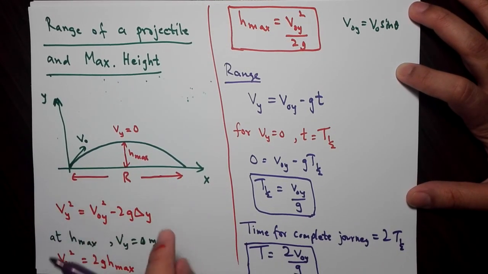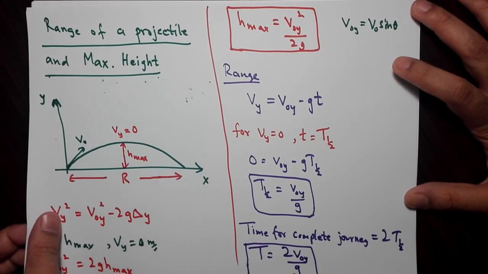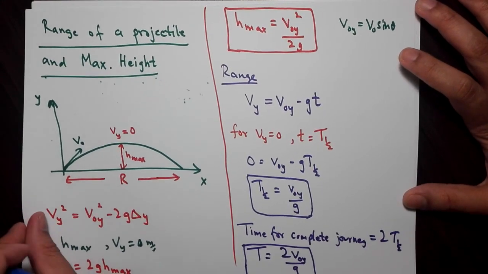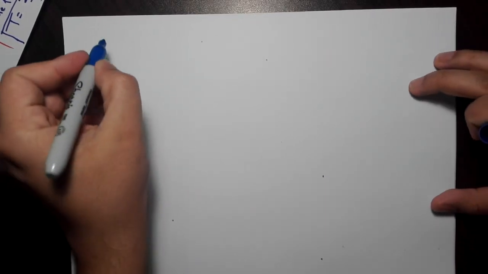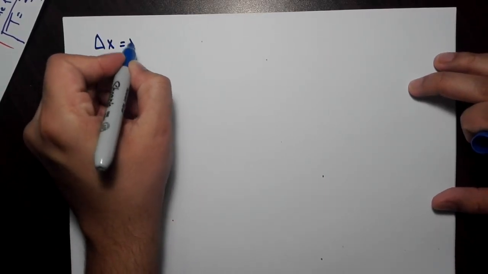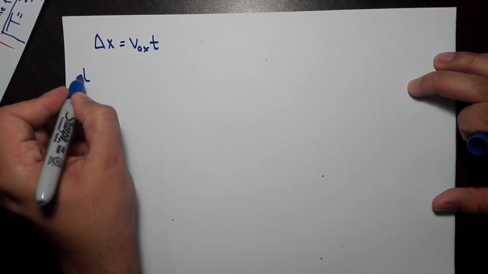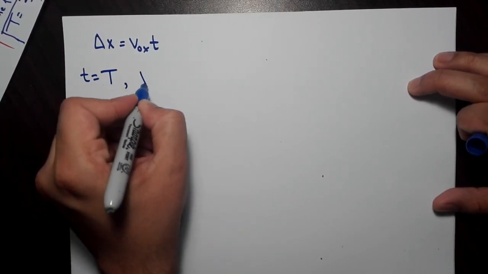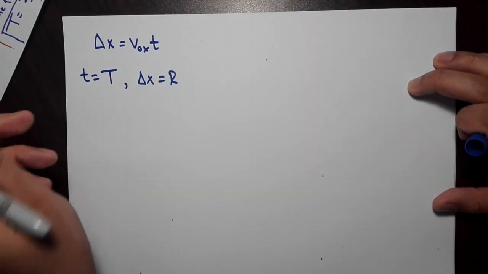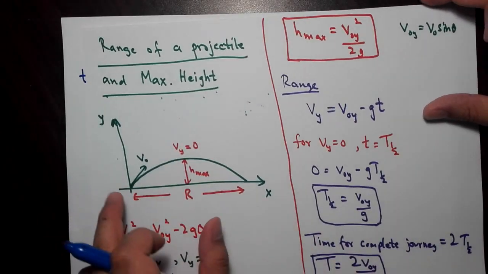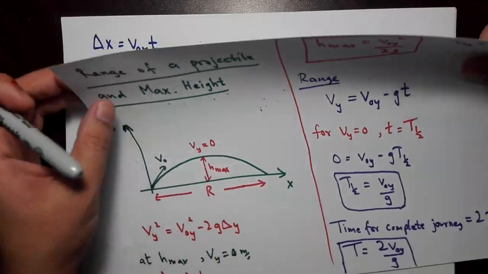Now, if you plug in, we have an x equation. There's only one x equation, right? The one equation for the horizontal location of the projectile. Remember, that is delta x equals v naught x t. Now, if you plug in t equals capital T, then you get delta x equals r. So if you plug in the time of the whole journey, then delta x will be this range, right?